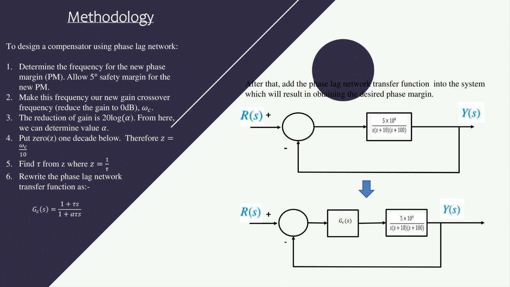Fourth, put the zero one decade below. Therefore, the zero, Z, is equal to omega C over 10. Fifth, find tau from Z, where Z is equal to 1 over tau. And sixth, rewrite the phase lead network transfer function as GC equal to 1 plus tau S over 1 plus A tau S. And finally, just add the phase lead network transfer function into the system, which will result in obtaining the desired phase margin. The example is as below.